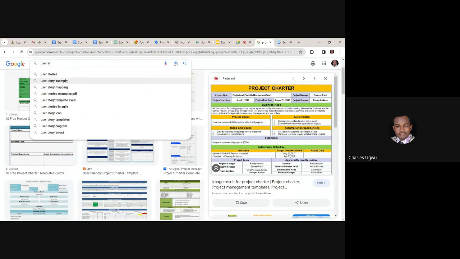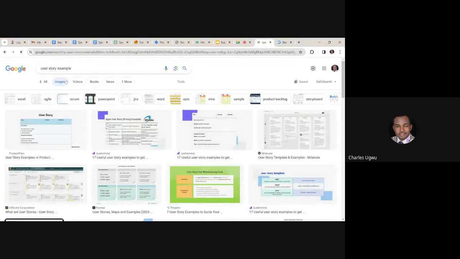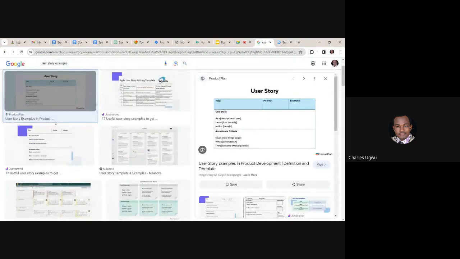Stories. So this is how a user story looks like. This is a user story. If you are designing a solution, this is how you'll be writing it. This is the language the developers understand. They don't understand ordinary language.